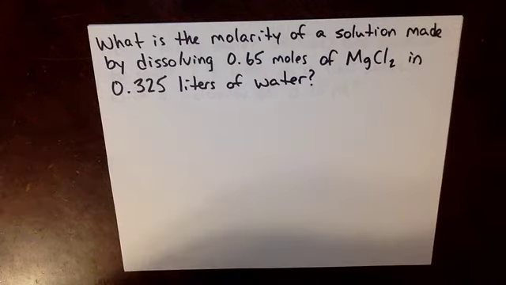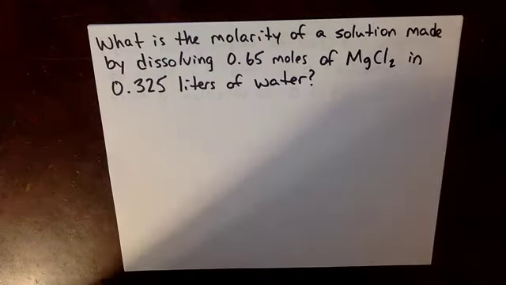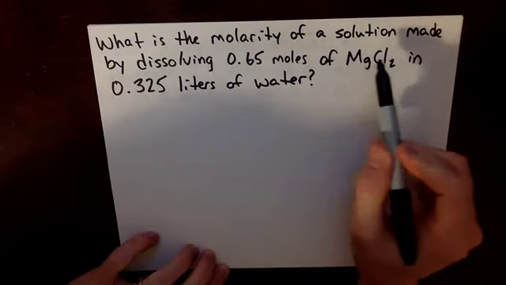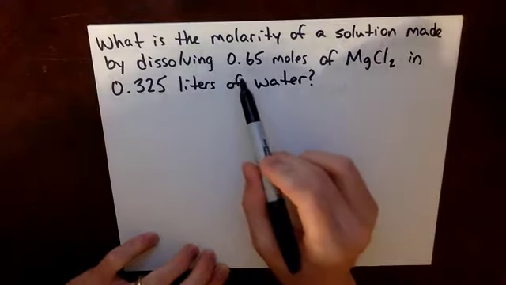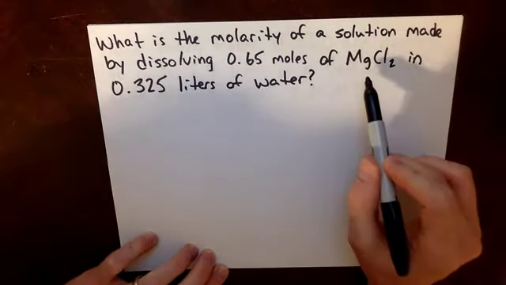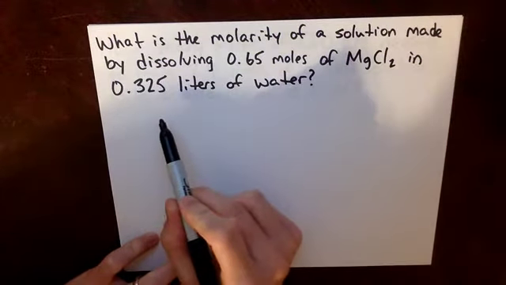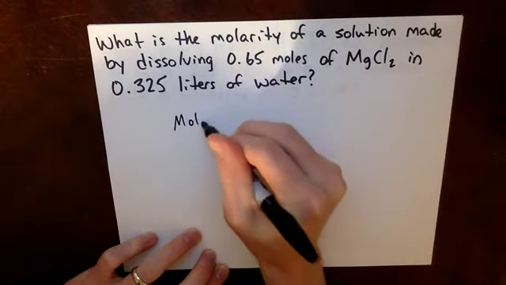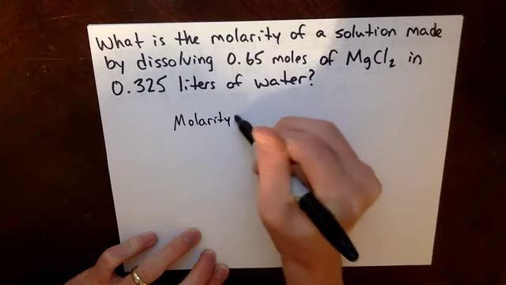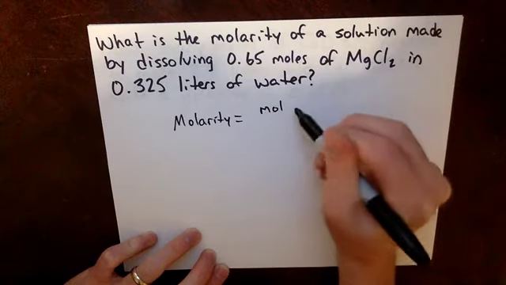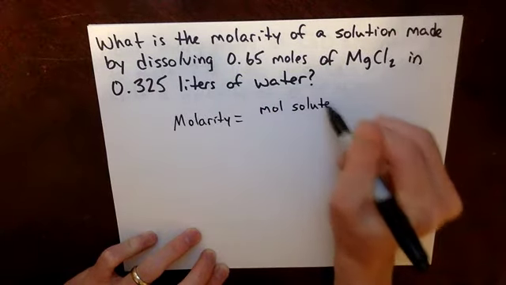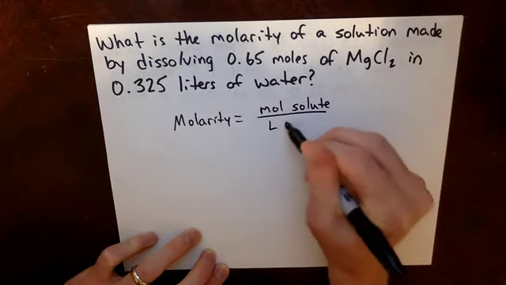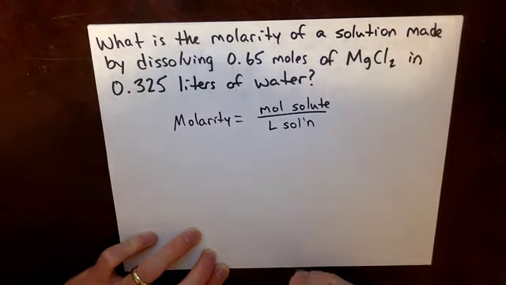Okay, so these are the practice problems from the molarity notes. It begins with, what is the molarity of a solution made by dissolving 0.65 moles of MgCl2 in 0.325 liters of water? So we know that molarity is equal to moles of solute, which is the substance getting dissolved, divided by the liters of solution.